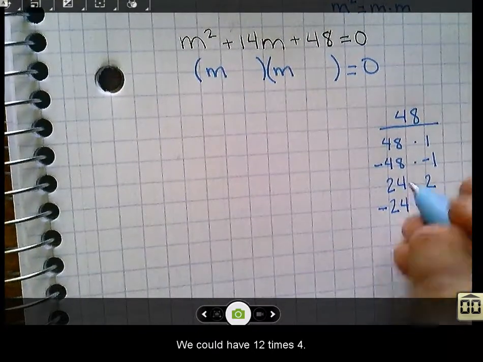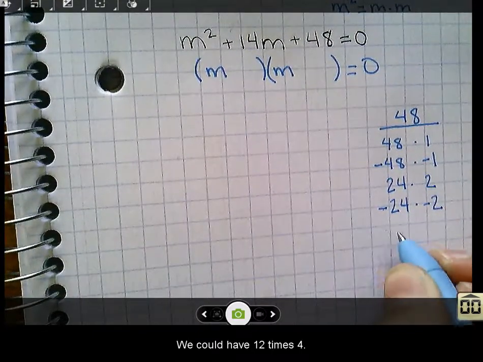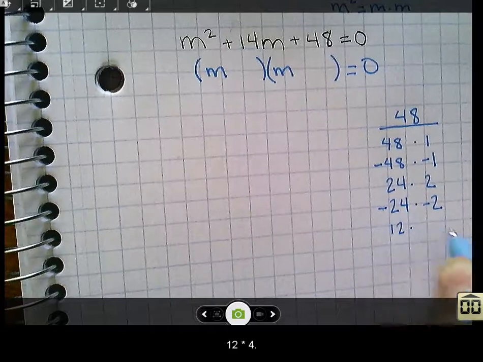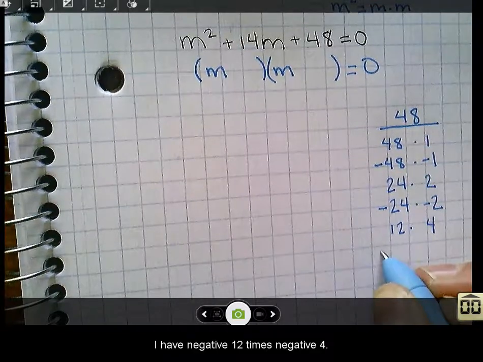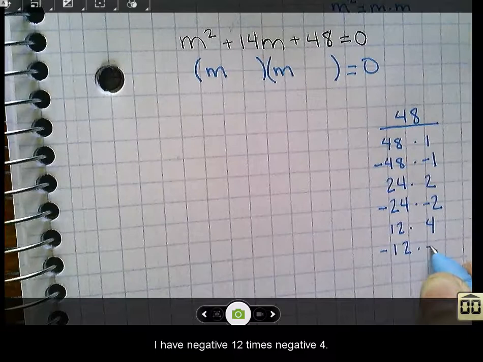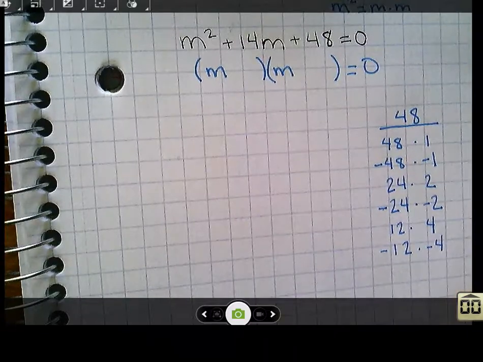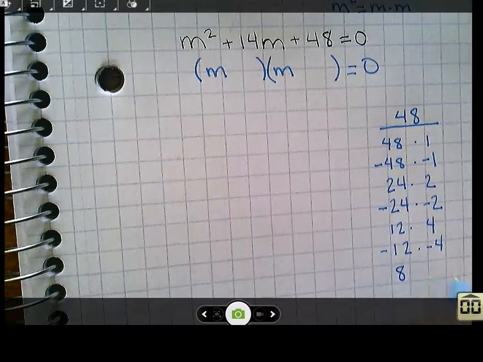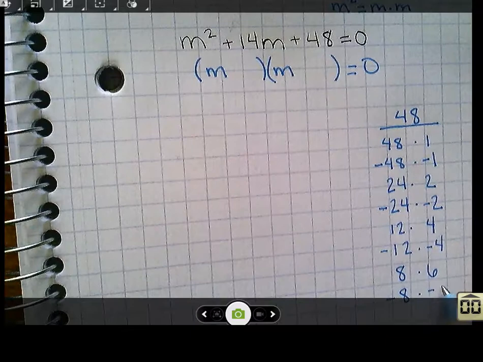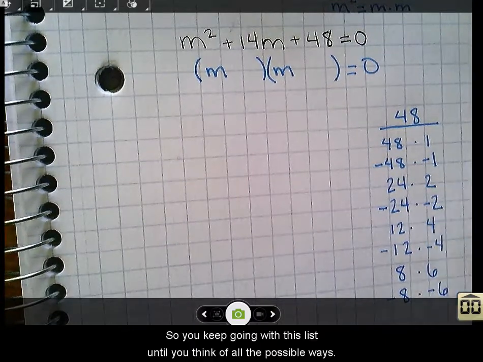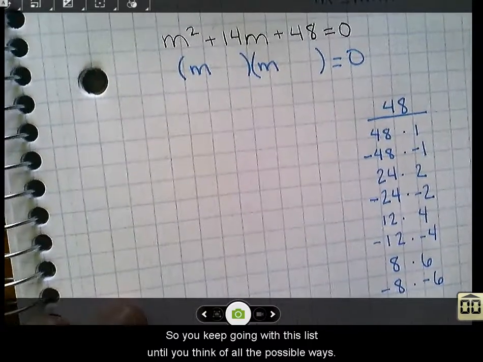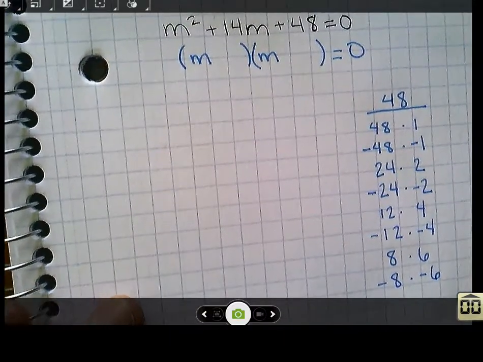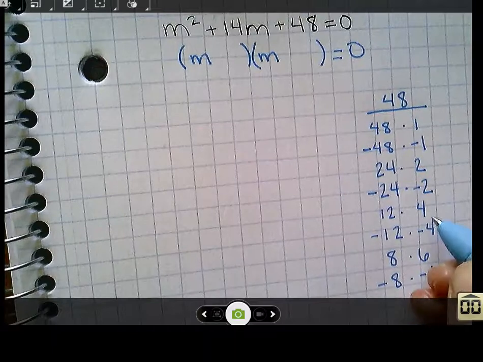Let's think of some more. We could have 12 times 4. So 12 times 4. You could have negative 12 times negative 4. We could have 8 times 6. Or negative 8 times negative 6. Okay, so you keep going with this list until you think of all the possible ways can I make 48.